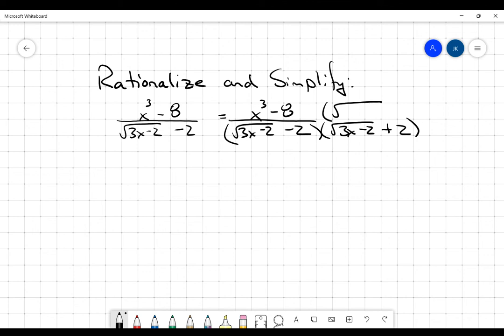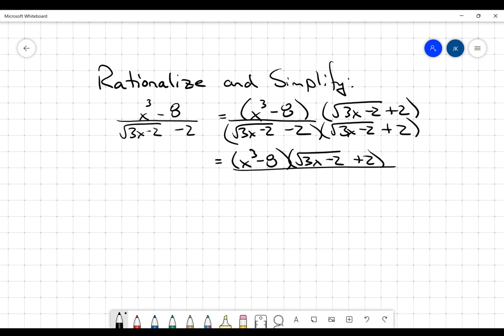Okay. And I have to do this to the numerator and denominator so that I am consistently multiplying by 1 when I do this. And notice that it would help me out here if I put parentheses around that numerator, just so it's clear that I'm multiplying that root 3x minus 2 plus 2 by both those terms and not just the negative 8. I'm going to focus my attention right now on that denominator that I'm rationalizing because I want to make sure I get that right there.